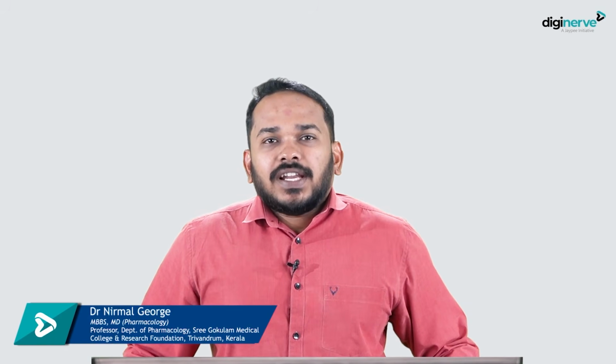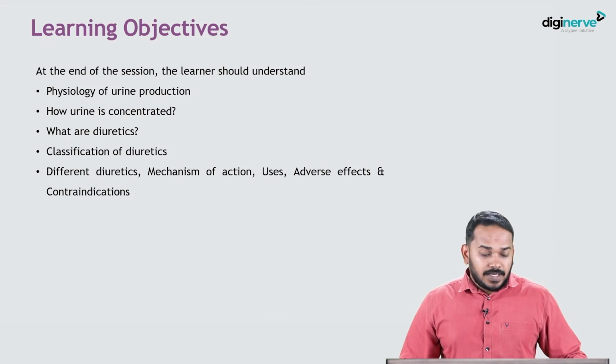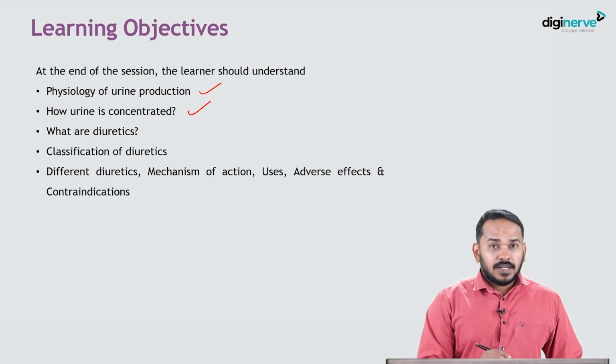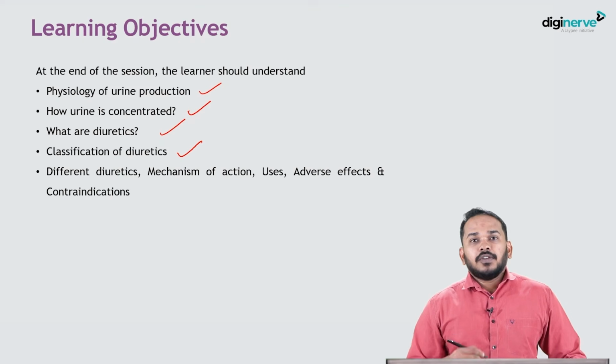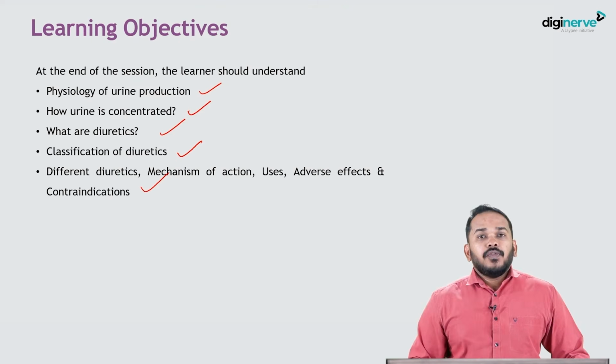Today's session is about diuretics. So before we go into the topic, we will see what the learning objectives of today's session are. At the end of this session, the students should understand how urine is produced, how urine is concentrated, what diuretics are, how they are classified, the different groups of diuretics, and the mechanism of action, uses, adverse effects and contraindications of various groups of diuretics. So we'll see how urine is produced first.